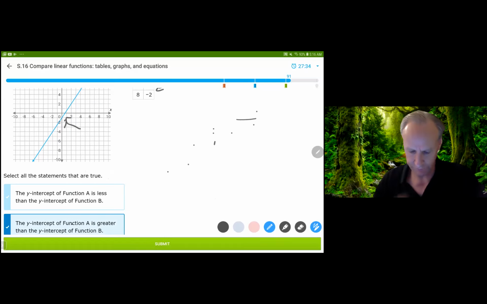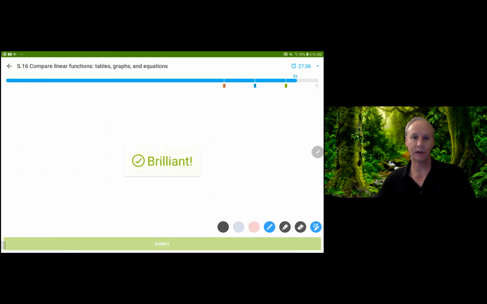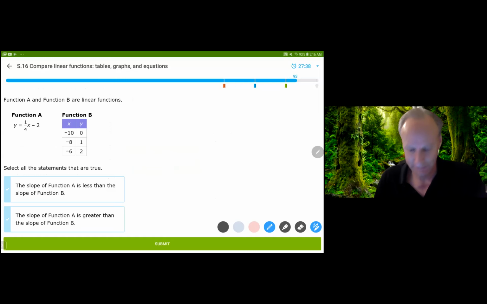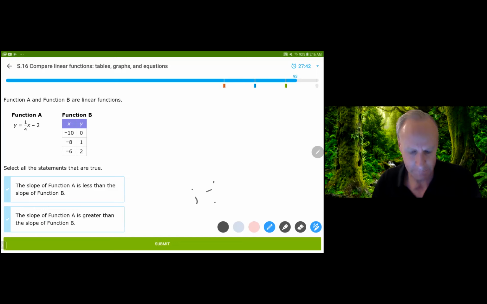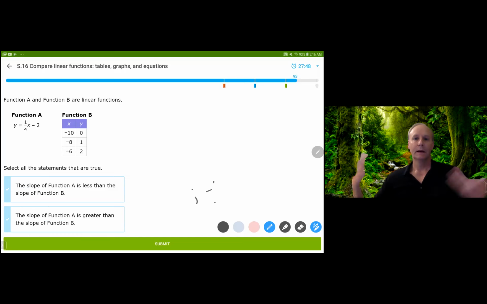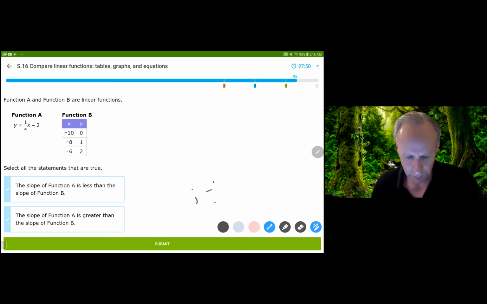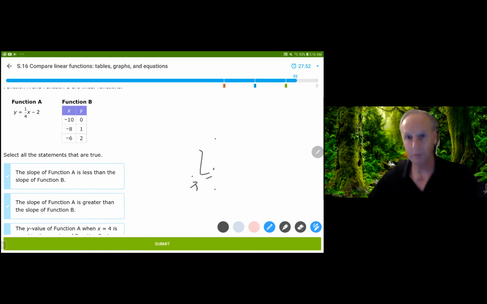Oh, submit. Oh, I was supposed to choose them all. I should have checked my line more. There were maybe some more possibilities. Sorry about that. So function A and B are linear functions. Select all that are true. Well, I am going to go through and select all the ones in just a second.